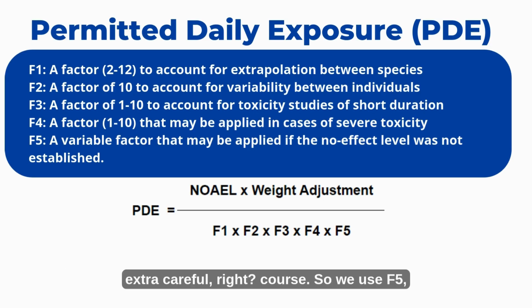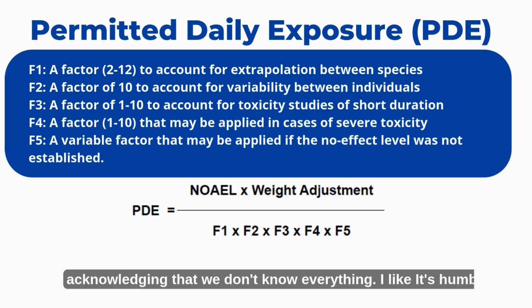In those cases, we want to be extra careful, right? So we use F5, a variable factor, usually bigger than 1, to lower the acceptable exposure even further. It's like we're playing it safe until we get more data. Exactly. It's a precautionary approach, acknowledging that we don't know everything. I like that. It's a humble approach.